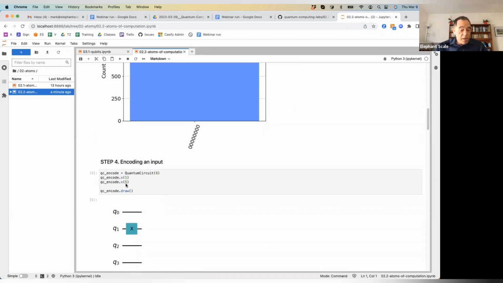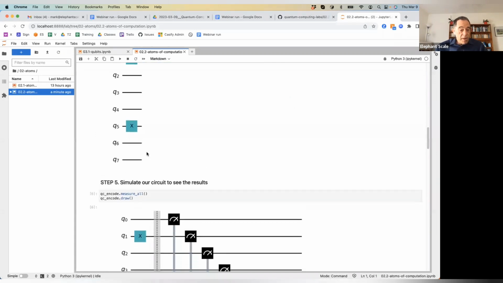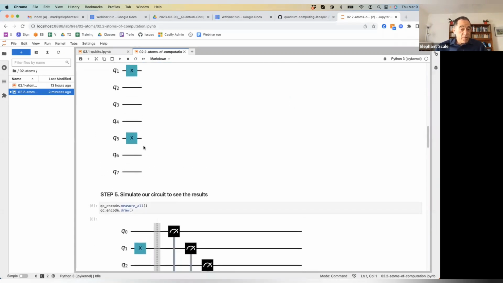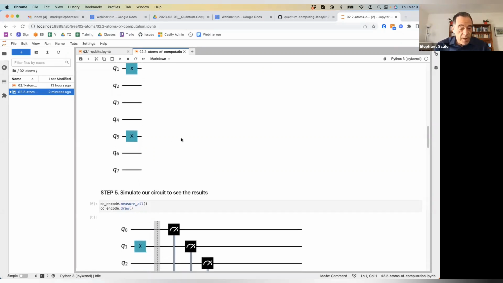I'm setting the qubit number 1, that's the second qubit. This is the first, that's the second. And I'm setting qubit number 5, and that's here. So I gave it a number as an input, and that number is 2 plus, let's say, that would be 1, that would be 2, 4, 8, 16, 32. So 2 plus 32, 34.